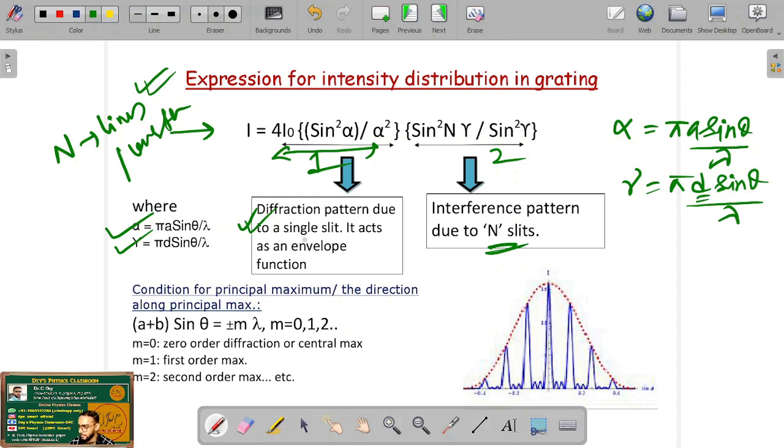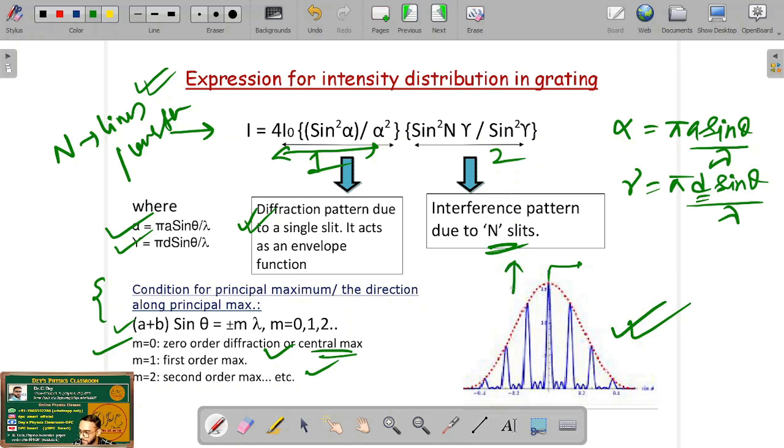Similarly, in the case of a grating, we have to find the position of maxima. To find the position of principal maxima, we take a plus b sin theta equals plus minus m lambda. For principal maximum, a plus b sin theta is plus minus m lambda, where m starts from 0, 1, 2. m equals 0 is the zero order diffraction or central maximum. Similarly, m equals 1, 2 are the first order maxima, second order maxima, and so on. And the resultant intensity distribution would be this figure.